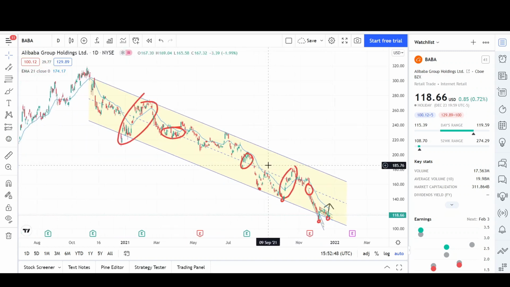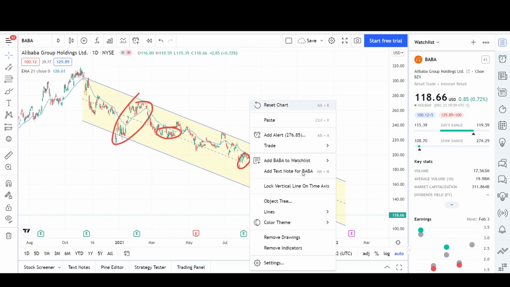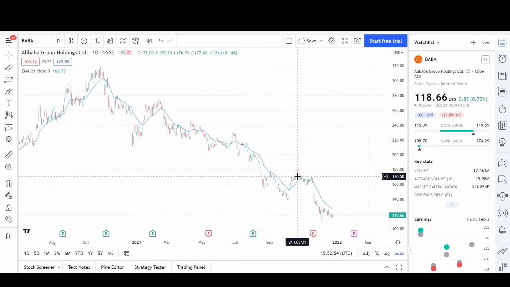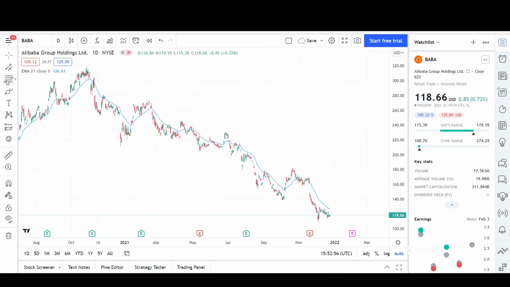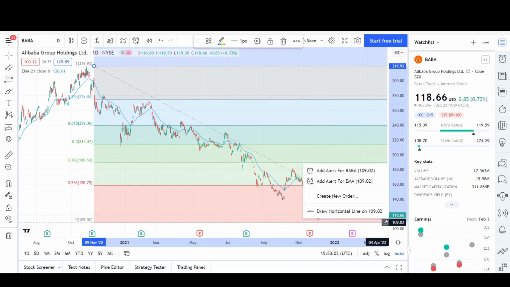Let me zoom out a little bit more and show you guys one more thing. Show you guys a Fibonacci retracement. I think these are pretty cool to see where prices can go if it does retrace back.